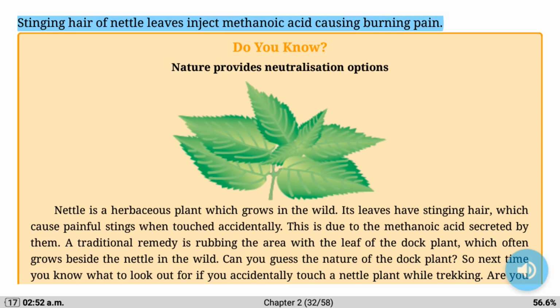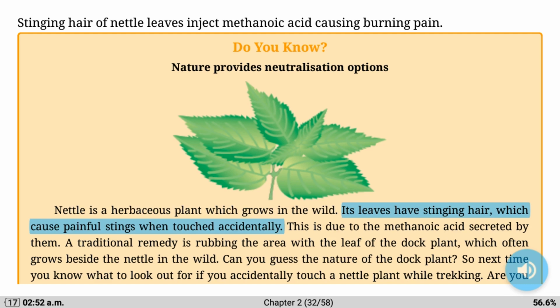Stinging hair of nettle leaves inject methanoic acid, causing burning pain. Do you know, nature provides neutralization options. Nettle is a herbaceous plant which grows in the wild. Its leaves have stinging hair, which cause painful stings when touched accidentally. This is due to the methanoic acid secreted by them.